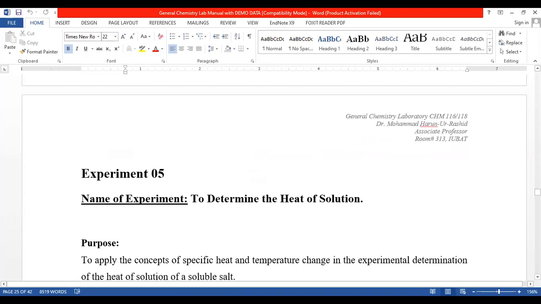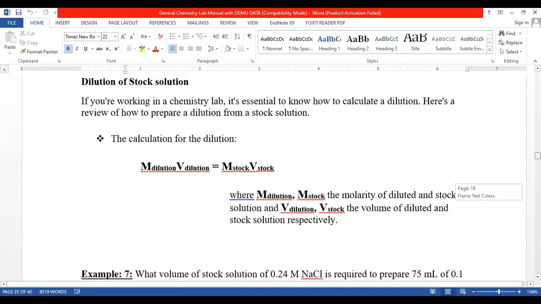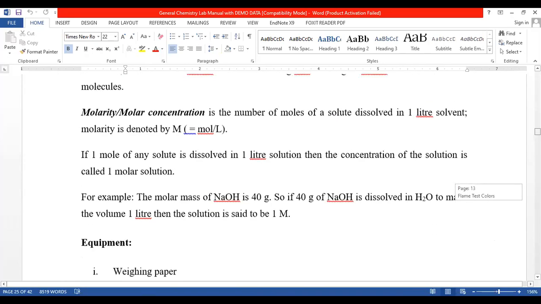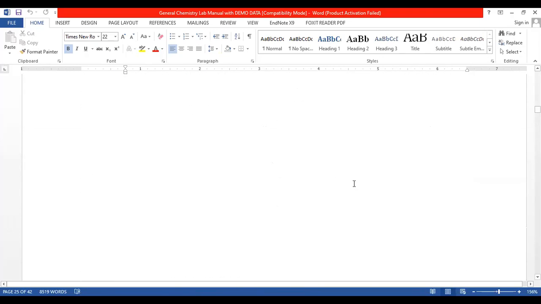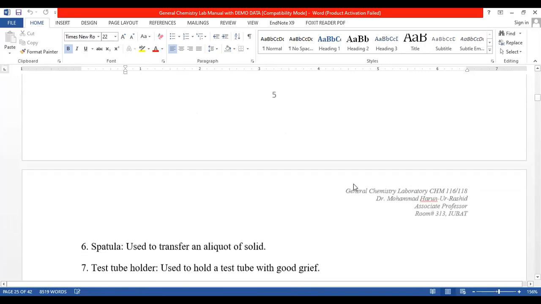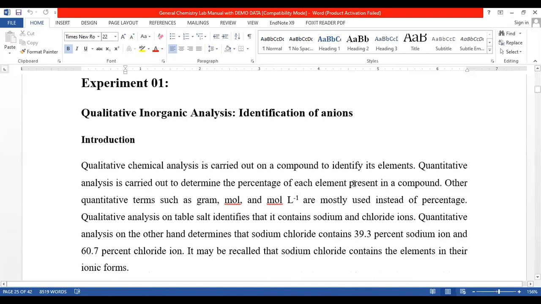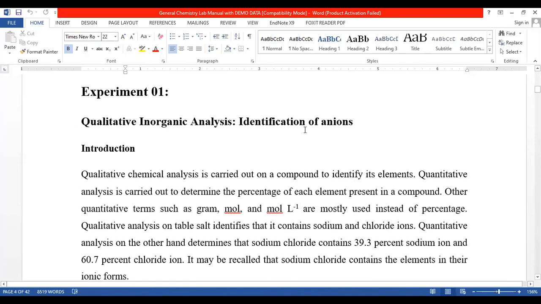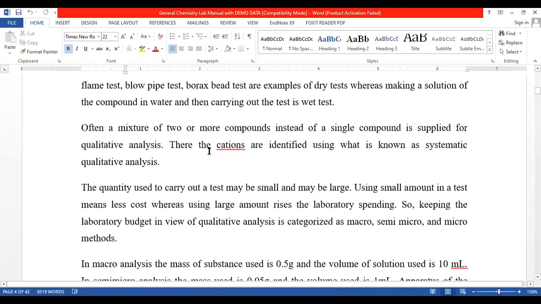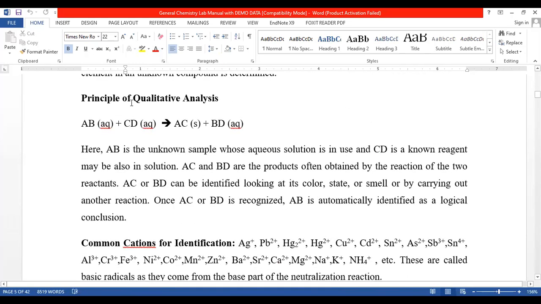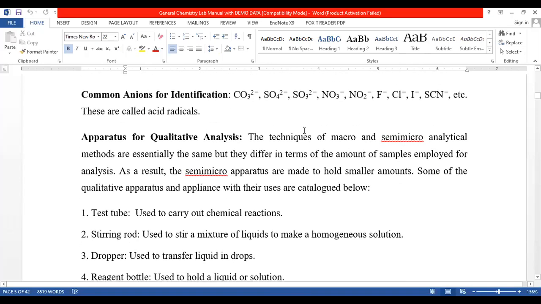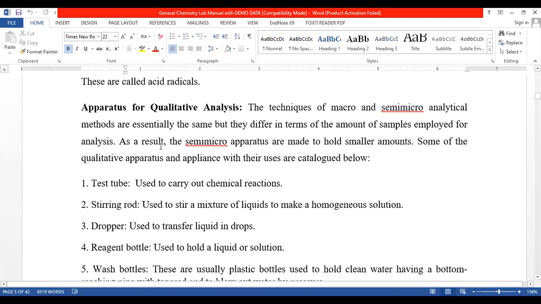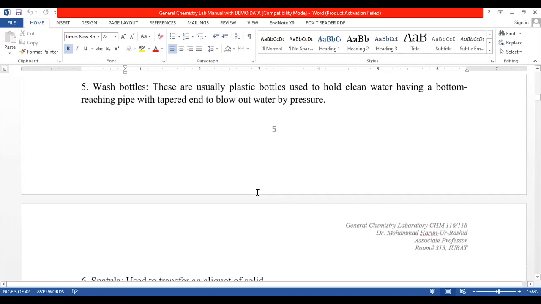And before the determination of heat of solution, we actually conducted the experiment on identification of anion. Going a little bit back serially, identification of anion is here. Qualitative analysis, identification of anion. You can just directly follow this introductory part. Then the principle, meaning the theoretical background for qualitative analysis: which types of cations and common anions are identified, and which apparatus we need.